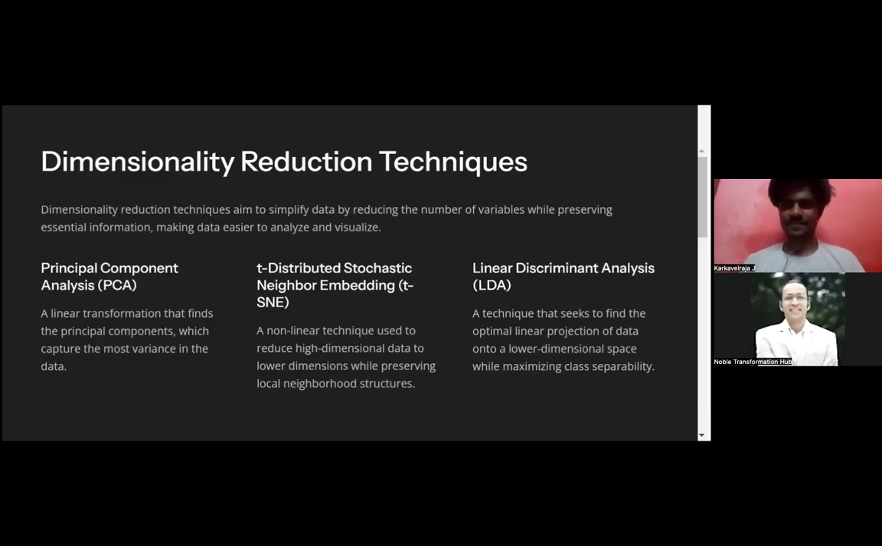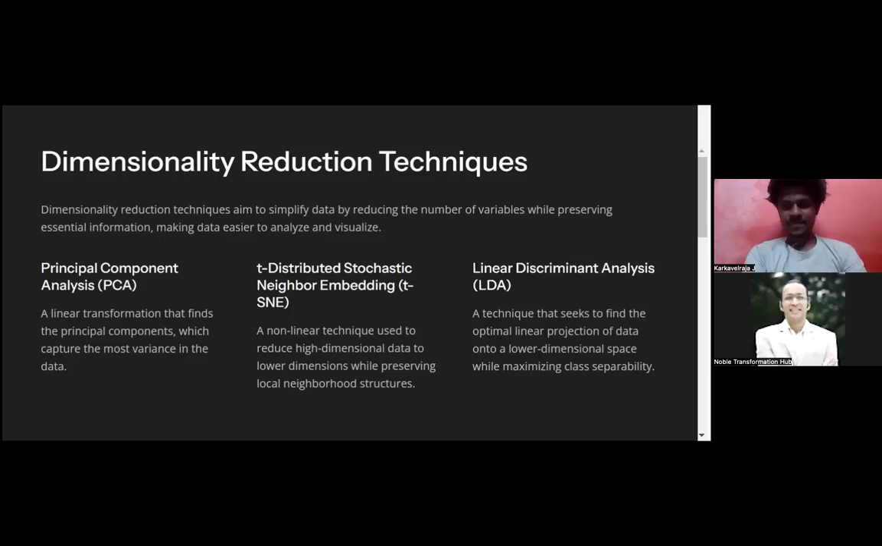So you have to simplify data, reducing the number of variables, but keep the essential information there, making data easier to analyze and visualize. That's what it is. So keeping the important information which is relevant as per the objective function you want to achieve. Okay. So PCA is a technique used for DRT.